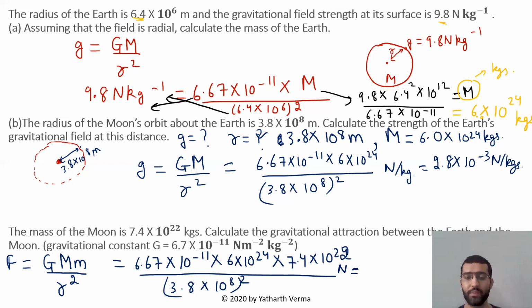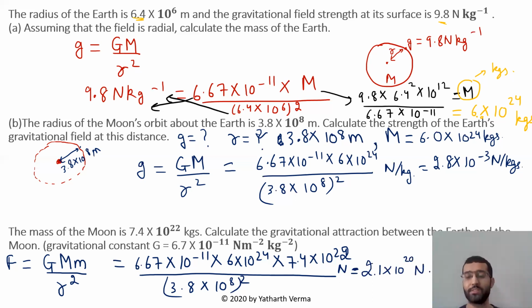Why? Because we have taken standard units everywhere, so force will also be in the standard unit. So when we calculate this, we will get 2.1 into 10 raised to 20 newtons.